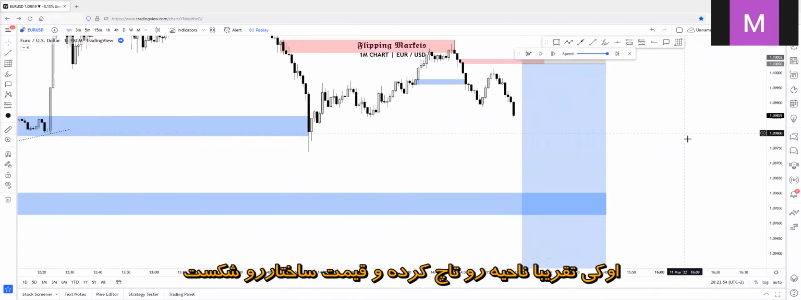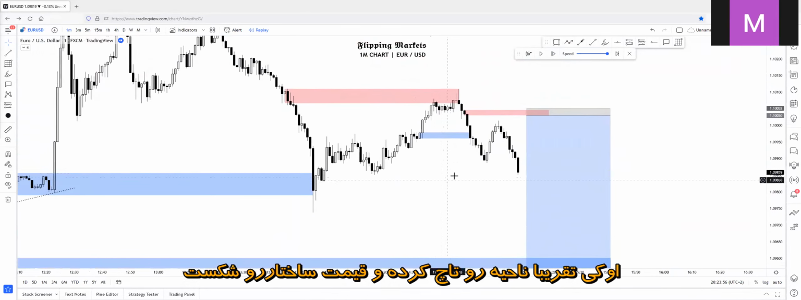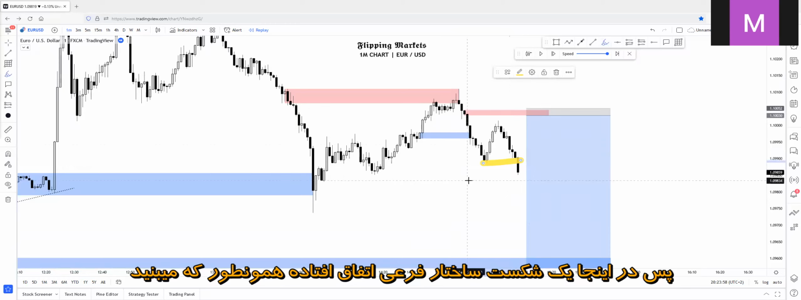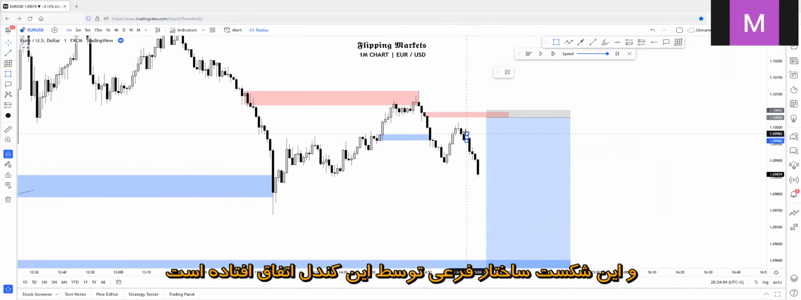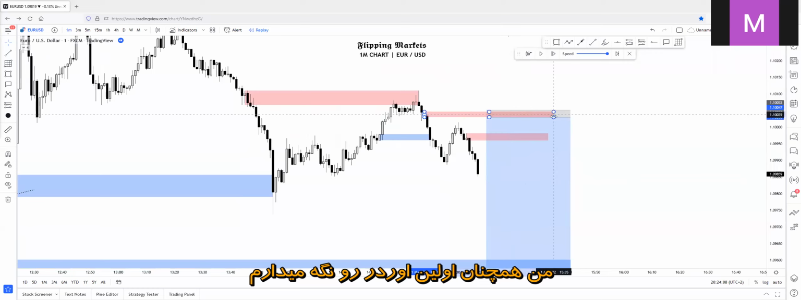Okay, that was almost a tap, and price broke structure to the downside. So there's a sub break of structure to the downside, as you can see, and this sub break of structure has actually been caused by this candle right here. I'll be keeping the first order.